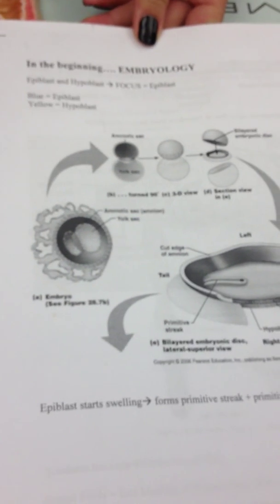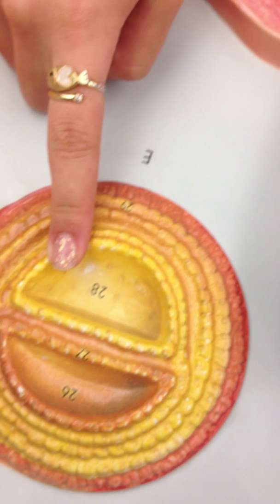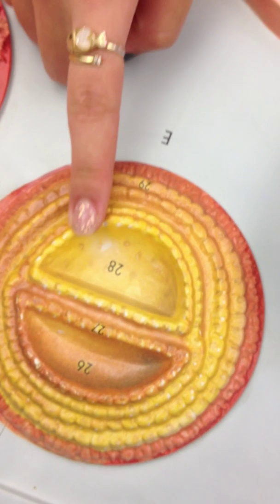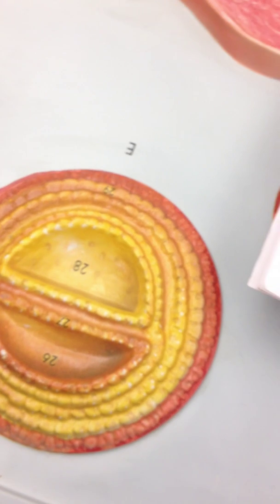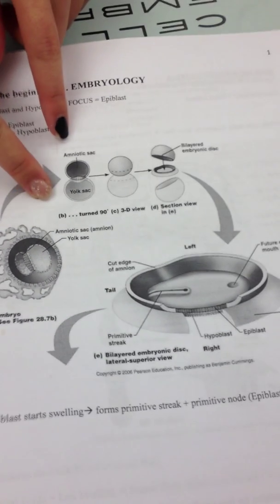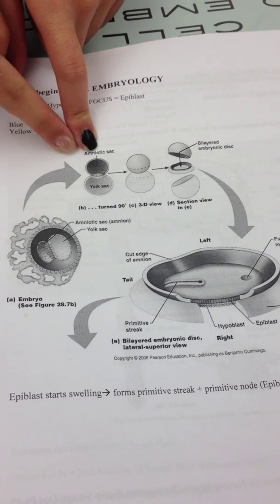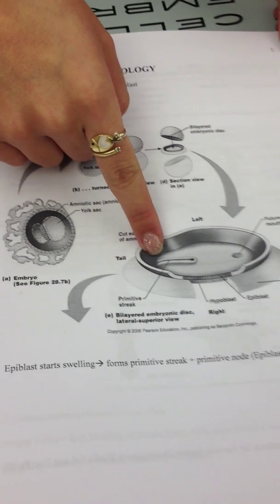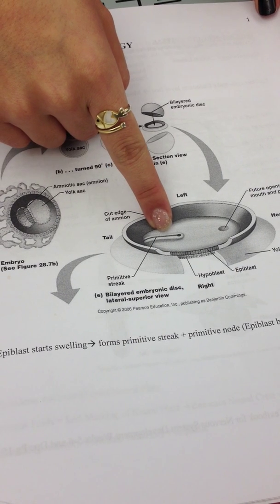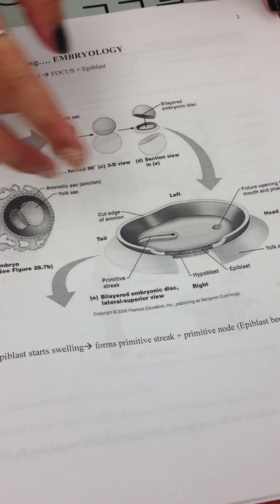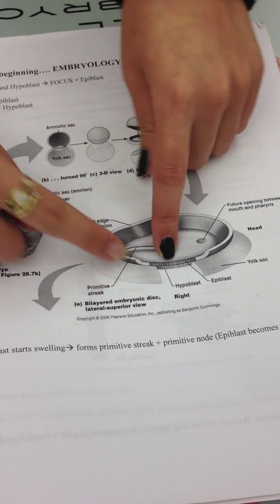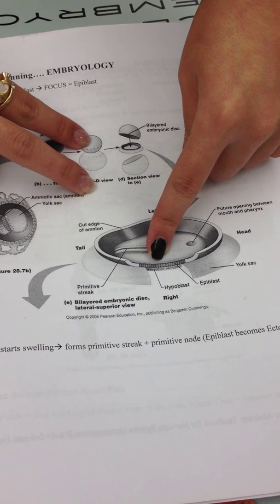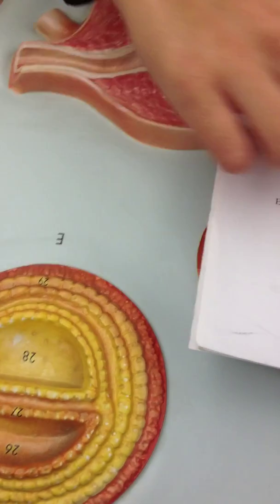Whoa. Okay, so when you're at this time, before the third week, in the second week, there are two layers. You create your yolk sac and your amniotic sac, which is basically your epiblast and hypoblast, right? It starts creating a primitive streak, a primitive node, and whatnot. And this is what it looks like when you cut this in half.